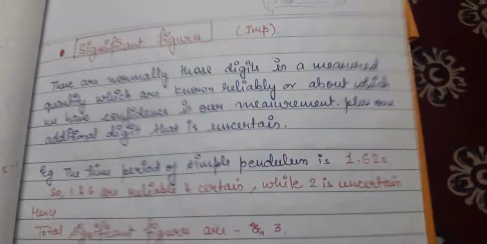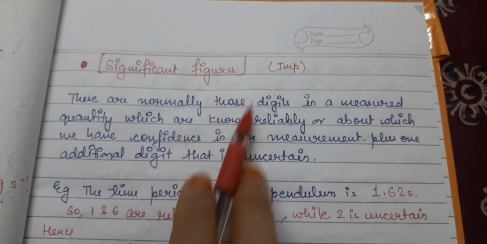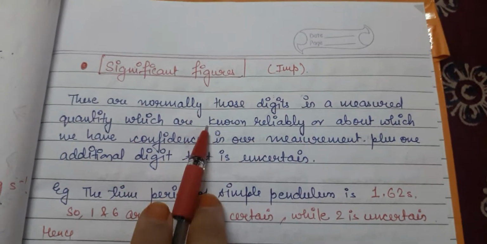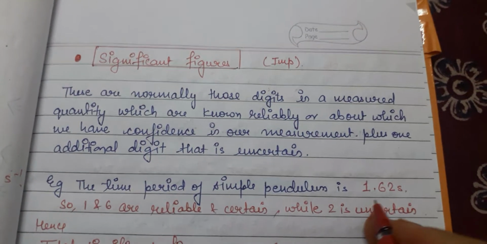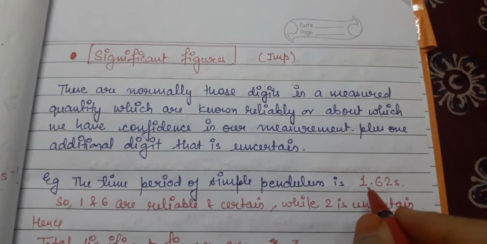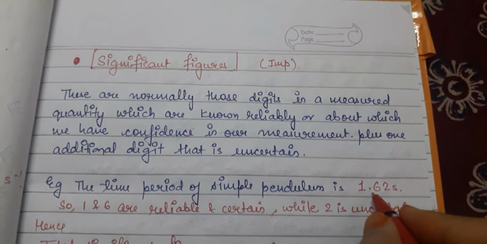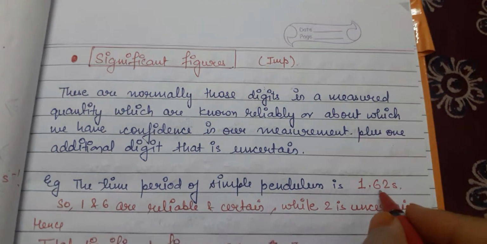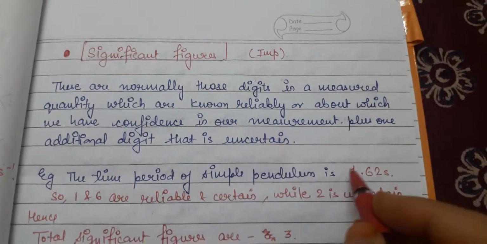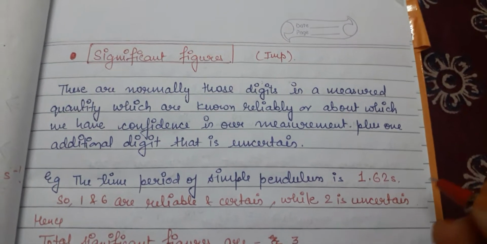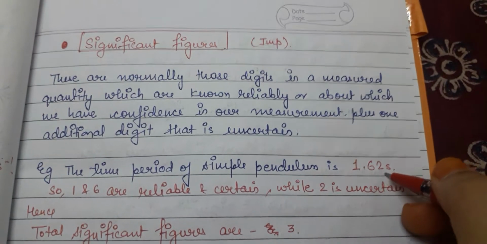So what the significant figures definition says is that they are those digits in a measured quantity which are known reliably or about which we have confidence. Means first of all, the digit for which we have confidence is 1, and the second digit after the decimal, which we have confidence in, is 6, plus one additional digit that is uncertain. Okay, which we are not confident about, whether this 2 is correct, or it should be 3 or it should be 1.